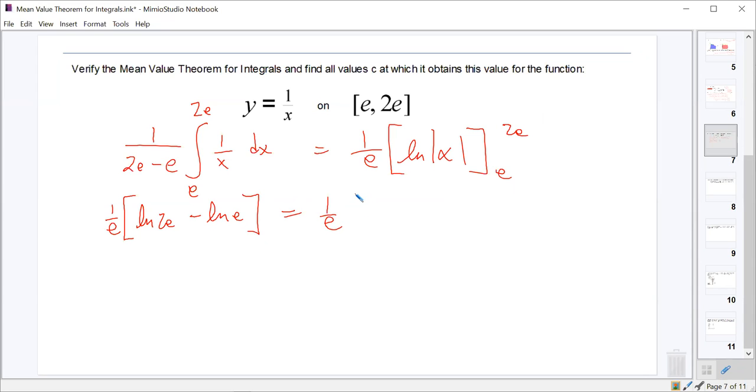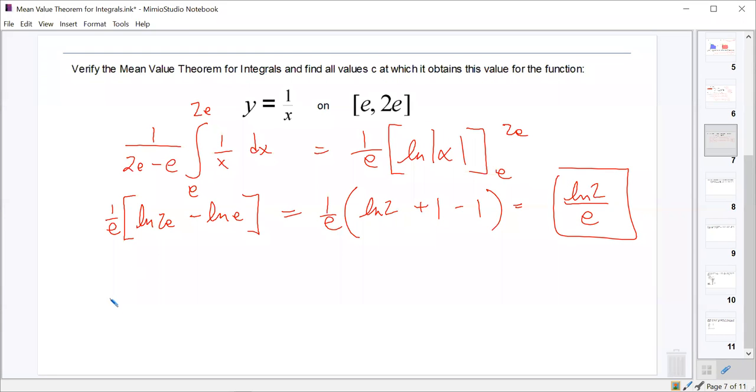And what's the natural log of 2e? Is it the natural log of 2 plus 1? Yep, it's the natural log of 2 plus 1, right? Natural log of 2e, that's 2 times e, so you can do natural log of 2 plus natural log of e. And the natural log of e is 1. And then we have minus natural log of e, which is another 1. So we end up with natural log of 2 over e. That would be the average value.